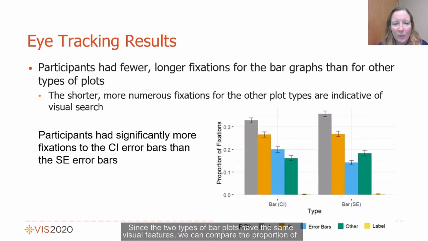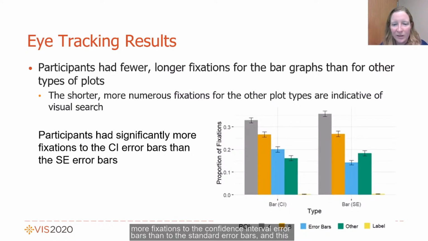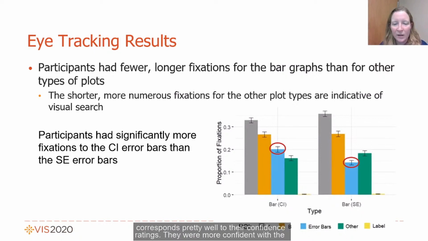Since the two types of bar plots have the same visual features, we can compare the proportion of fixations to regions of interest. What we found here was that participants had significantly more fixations to the confidence interval error bars than to the standard error bars. And this corresponds pretty well to their confidence ratings. So they were more confident with the standard error bars. They spent less time looking at those. They spent more time studying the bars in the case where they were less sure of how to interpret them.